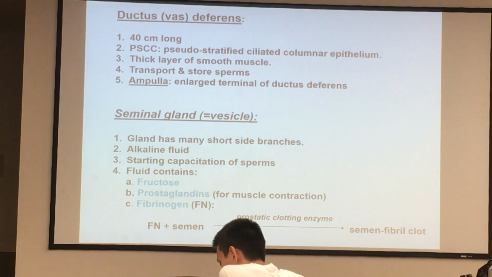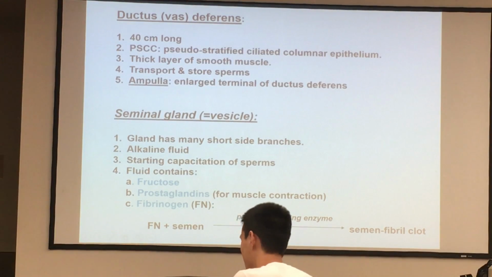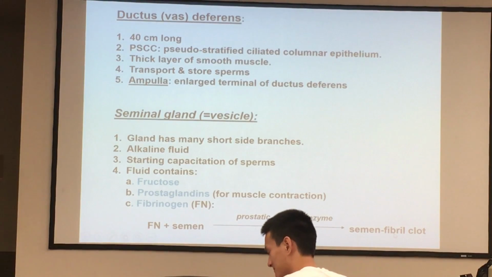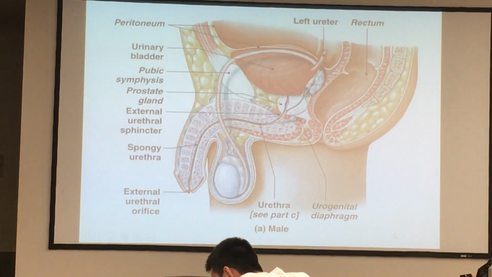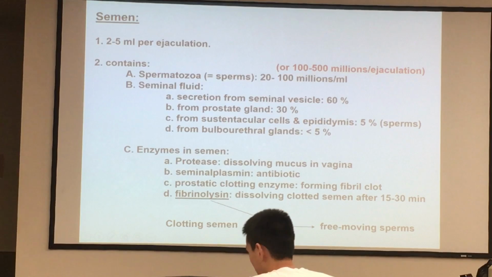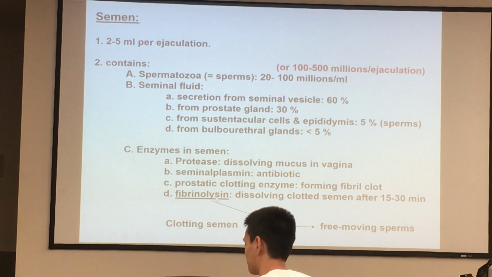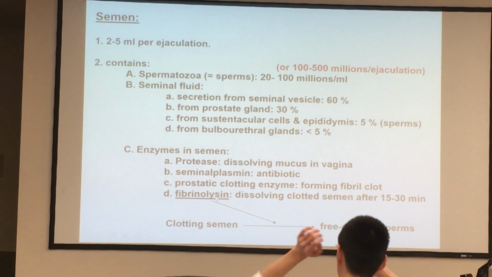When sperm eject and locate outside of the uterus, it forms a clot, a sperm fibrin clot, and it stays there 15 minutes, 30 minutes, and then becomes free-moving sperm by this fibrinolysin, or anti-clotting enzyme. Okay.